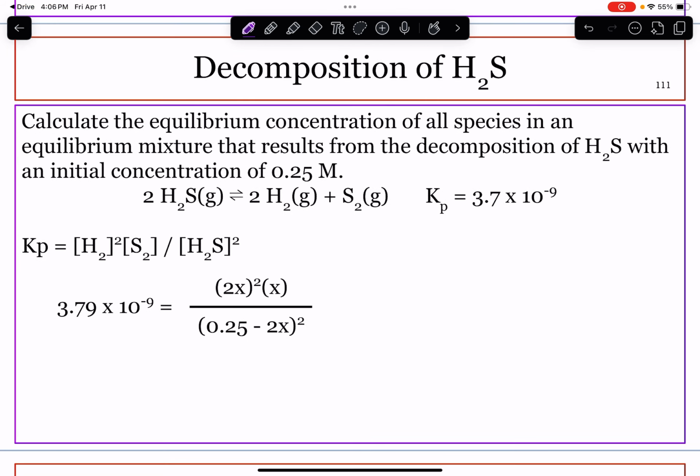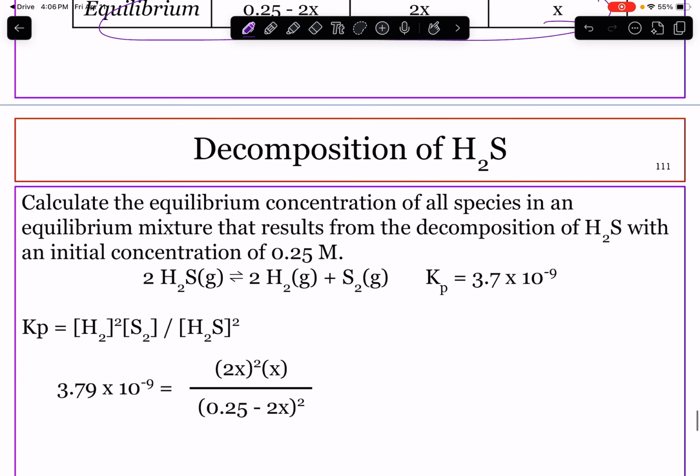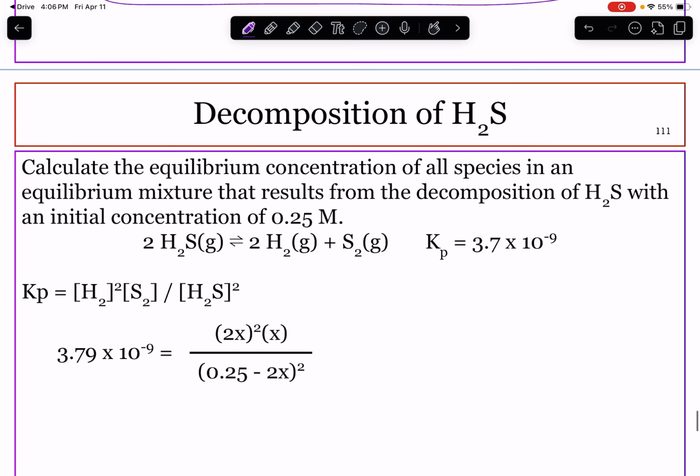So now that we have our equilibrium values here, this whole row, this is our goal row, we can plug them into our expression. We have products over reactants. Products are right here. Reactants are right here. These little exponents come from the coefficients. We have all of our values from the RICE table above. The H2 value from the RICE table was 2x. The S2 value from the RICE table was x. And then the H2S had a value of 0.25 minus 2x. Pause to see if you can figure out what to do from here.